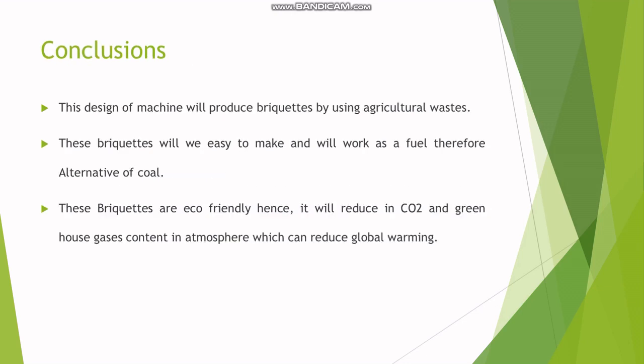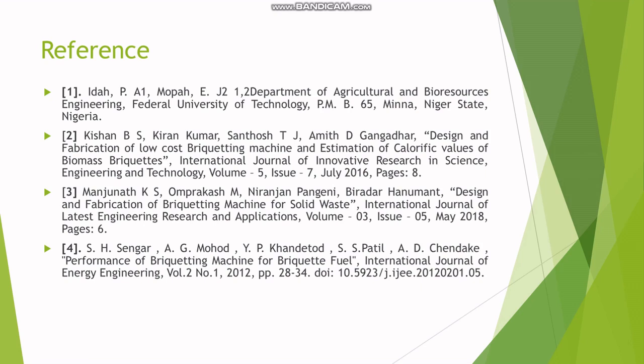Conclusion. We can conclude that this machine will produce briquettes using agricultural waste. These briquettes will be easy to use and work as a fuel and therefore are the best alternative to coal. These briquettes will be eco-friendly and will reduce the CO2 content and greenhouse gases content in the atmosphere.